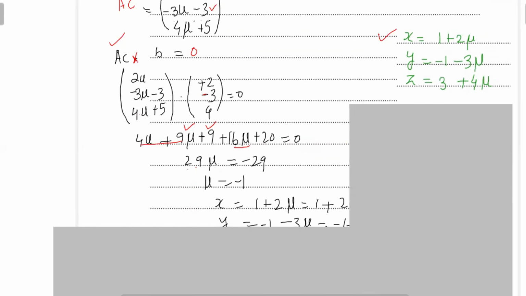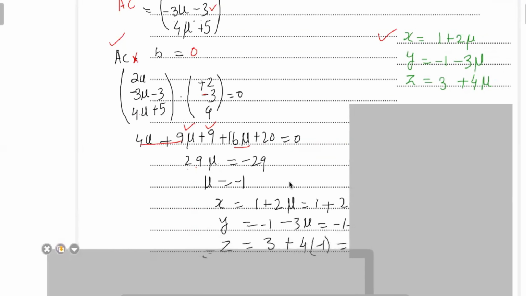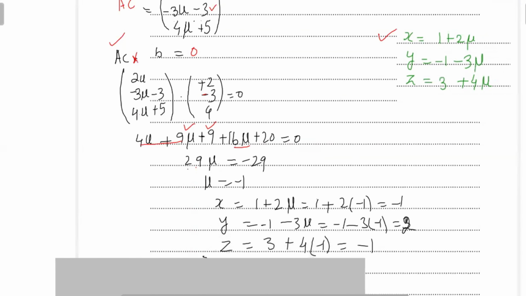We get the point C. To find this, x equals 1 plus 2 mu; with mu equal to minus 1, we get minus 1. Same here, y equals minus 1 minus 3 mu; minus 3 times mu, which is minus 1, gives minus 1 plus 3, which equals 2. And z equals 3 plus 4 times minus 1, so the value becomes 3 minus 4, equal to minus 1.